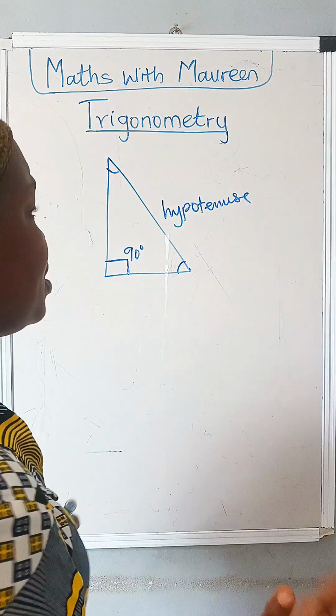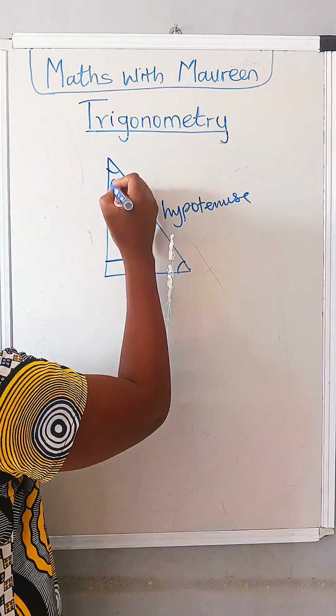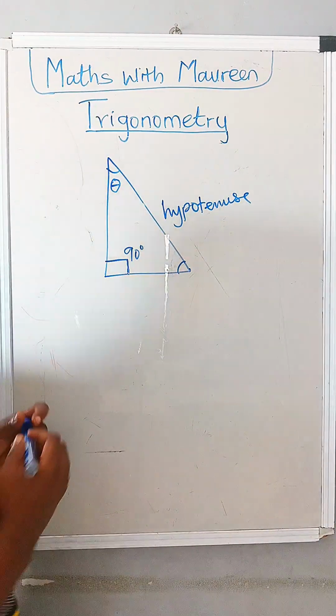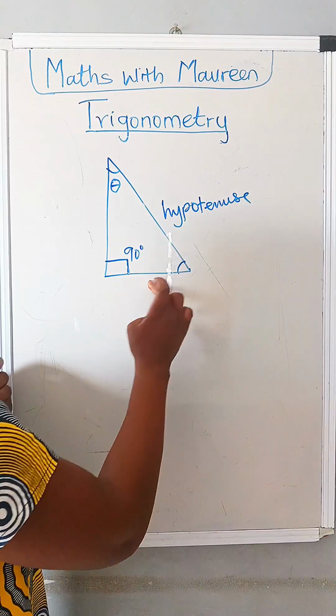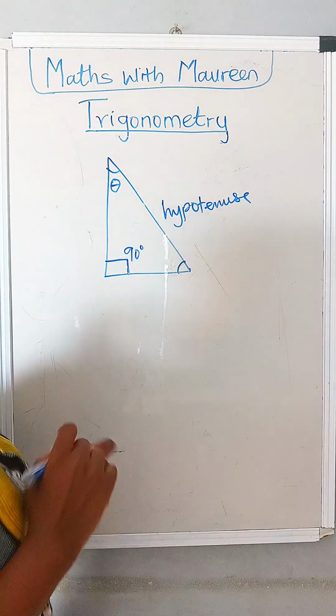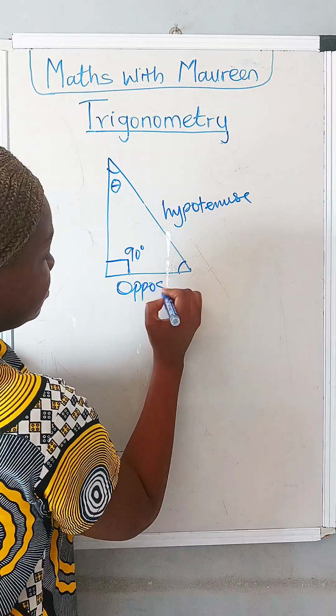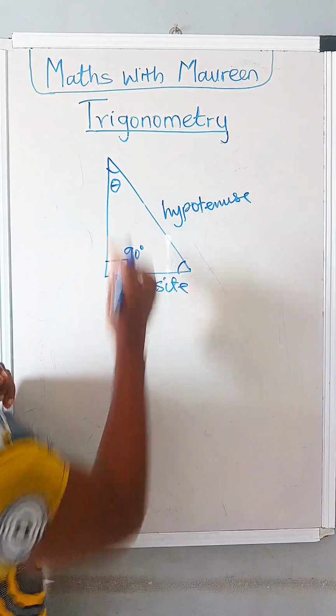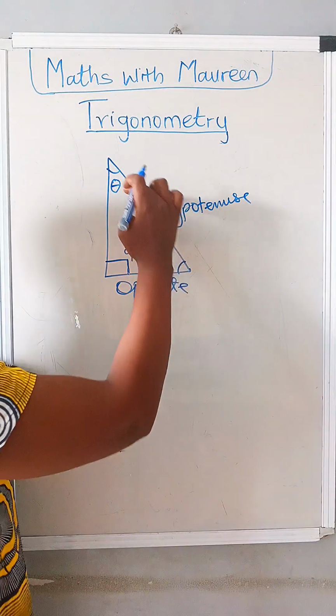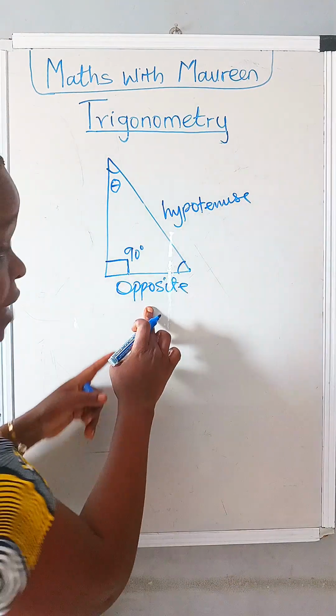Okay, so supposing you have an angle here, let's say theta. This is the angle in question. The length facing opposite that theta is known as the opposite. Okay, so this is the theta angle in question. The length opposite is known as the opposite.